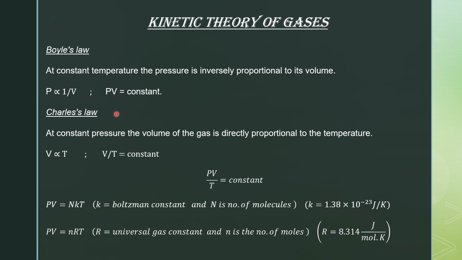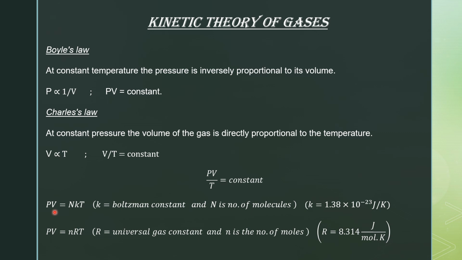Then comes Charles' law, which says that at constant pressure, the volume of the gas is directly proportional to the temperature. That is, volume is proportional to temperature, or we can also say that V by T is constant. So from these two laws, we can conclude that PV by T is constant.